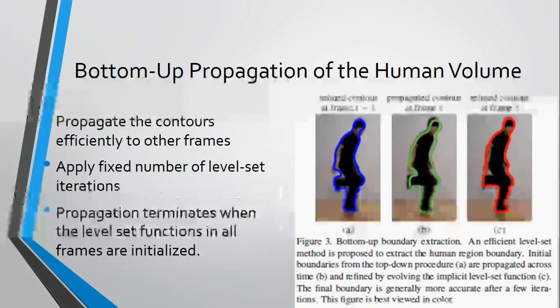Now the bottom-up propagation of the human volume. After obtaining a sparse set of contours with the top-down process, we propagate the contours efficiently to other frames, and we propagate the level set functions in both directions, forward and backward, and then we apply a fixed small number of level set iterations, and the propagation terminates when the level set functions in all the frames are initialized.